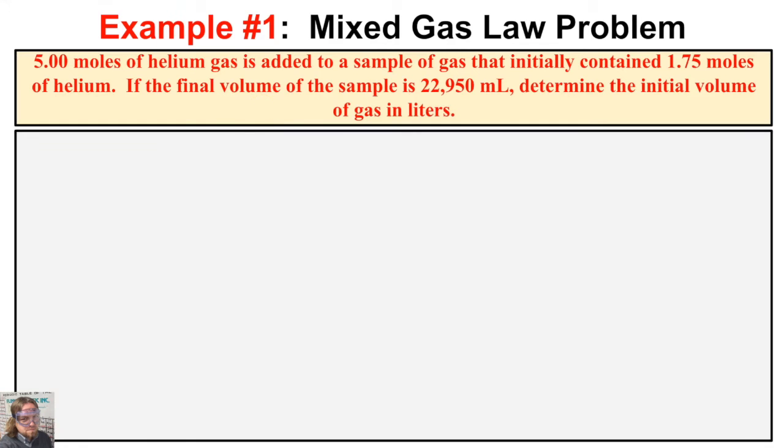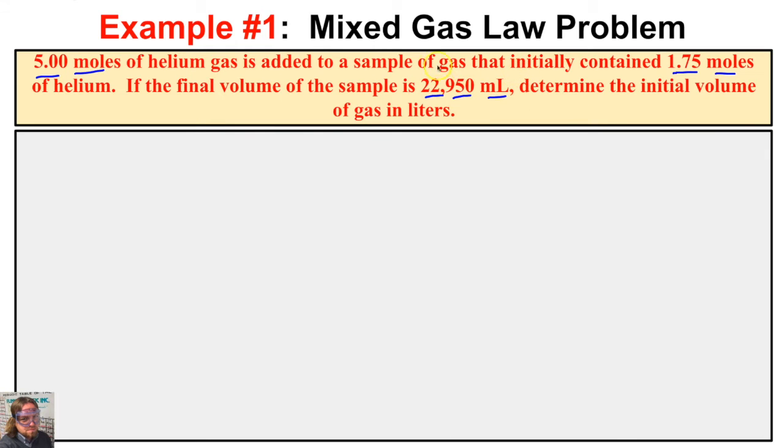In this very first example, it says that 5.00 moles of helium gas is added to a sample of gas that initially contained 1.75 moles of helium. If the final volume of the sample is 22,950 milliliters, then we need to determine the initial volume of gas in liters. So whenever we come across these word problems, what I like to do is make sense of it. I like to go through these little word problems and label what's going on.